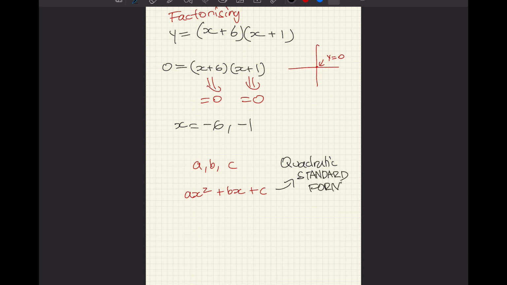If you want to learn more about it, please go see the quadratic video. So I hope this has been helpful. In the next video, I'm going to be taking a quick dive into common factors that we might see.